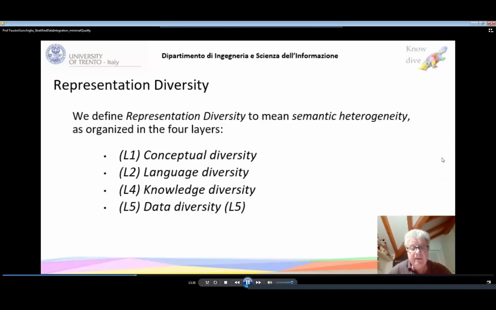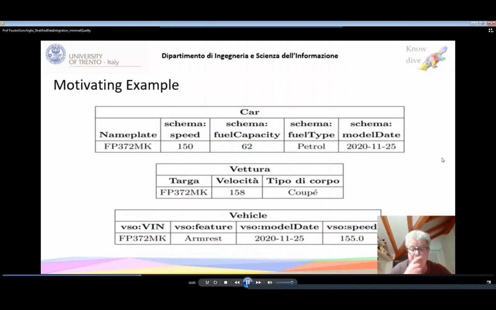Number two, the different types of diversity not only are very different, but they can also be dealt with very specific tools. So as we will see later, not only have we split the representation diversity problem in 4 dimensions, but for each sub-dimension, we have different tools to make life much easier. To understand in practice what I'm saying, let's consider this motivating example.